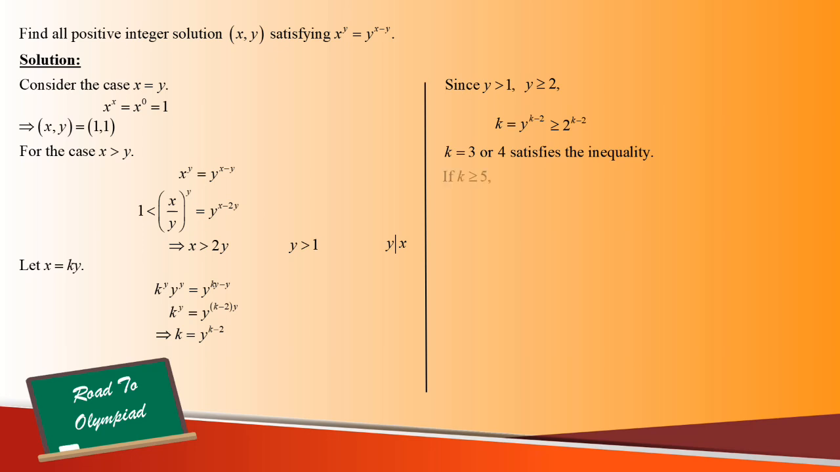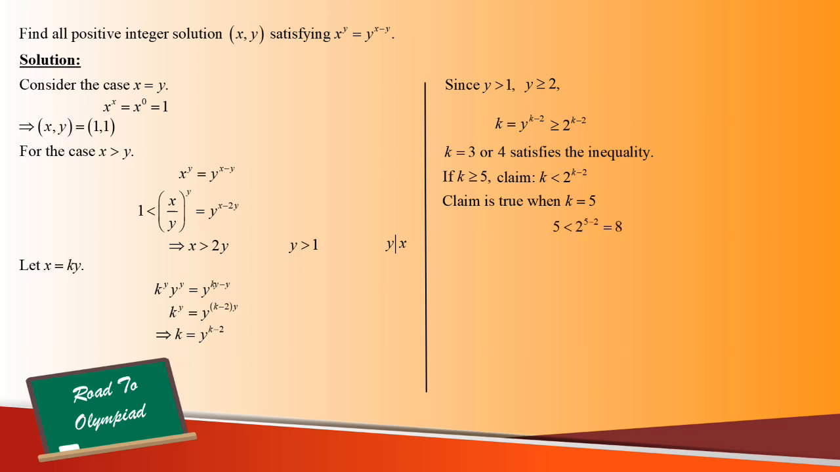If k is greater than or equal to 5, we are going to claim that the inequality is not satisfied, which is to say that k will be less than 2 to the power of k minus 2 in that case. Well, the claim is true when k is equal to 5, because 5 is indeed less than 2 to the power of 5 minus 2, which is equal to 8.